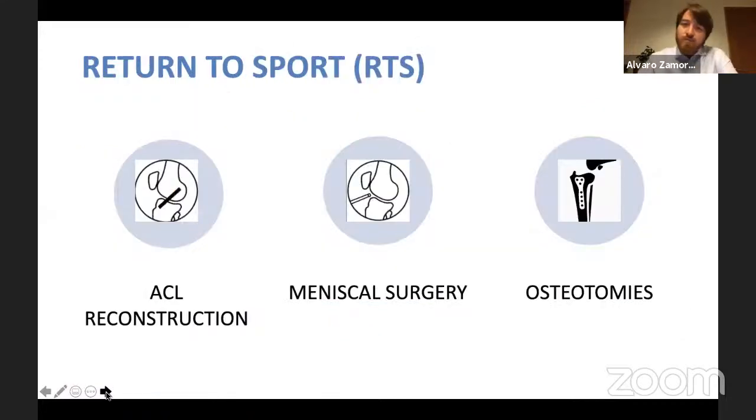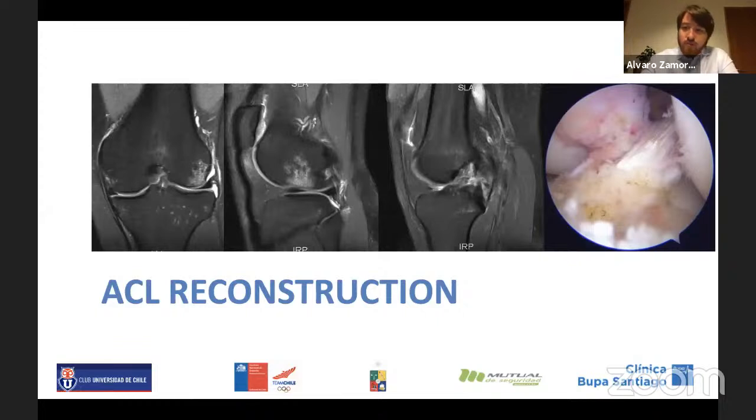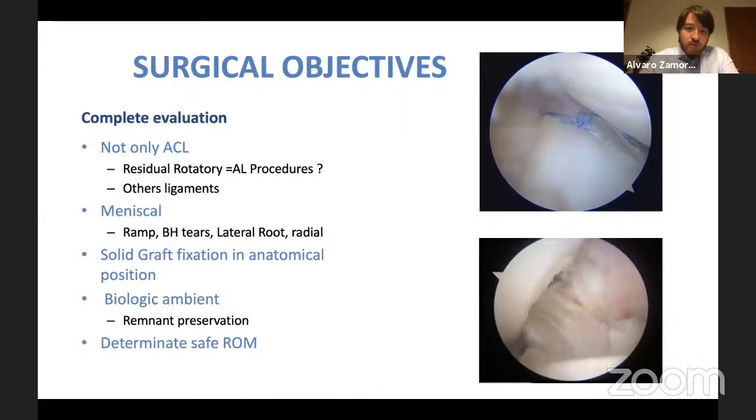So I will talk now about these surgical procedures more specifically. For the ACL reconstruction, we have surgical objectives, and we have to perform a complete evaluation, not only the ACL tear, and we have to close all windows. So make a good evaluation of residual laxity. Maybe some anterolateral procedures will be necessary.